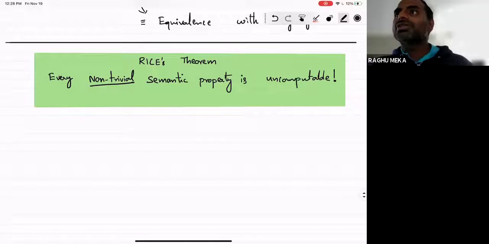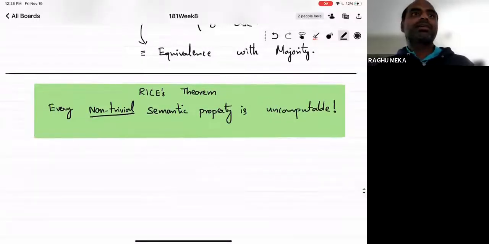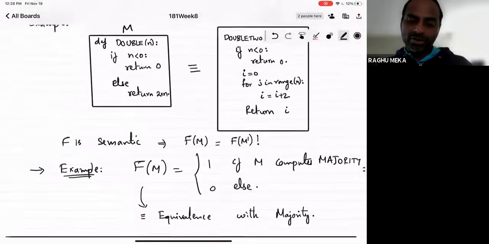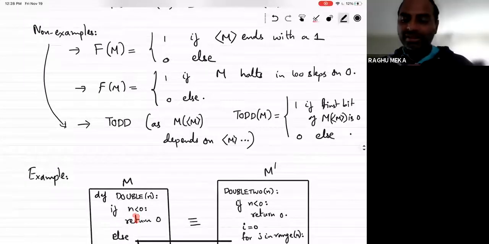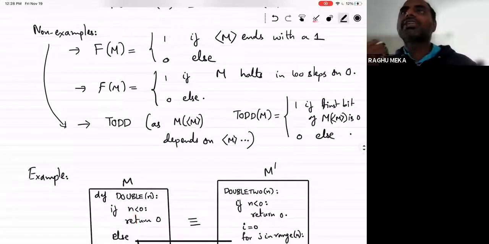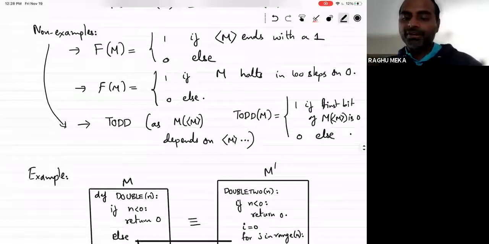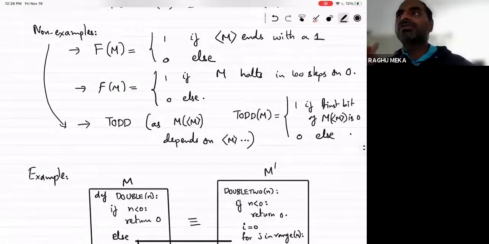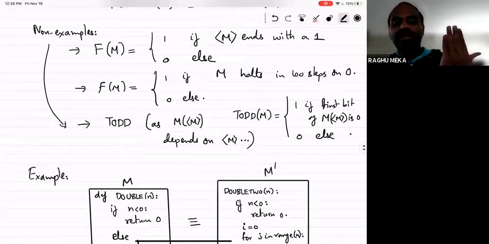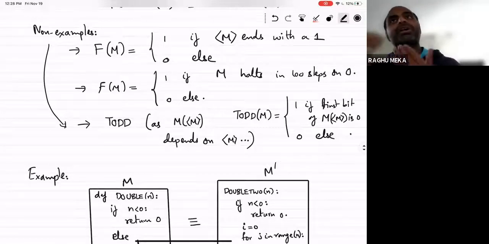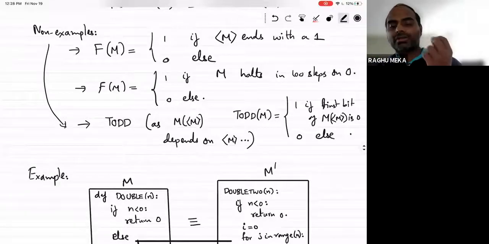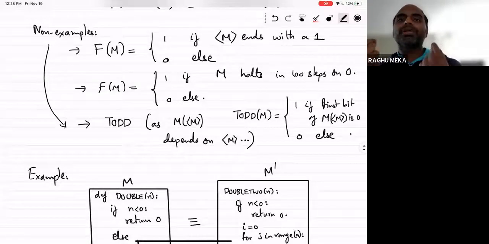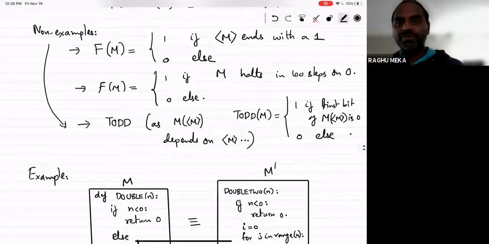So there's a question, is Todd semantic? And the answer is no, Todd is not semantic, right? Because it's listed in non-examples. It is not semantic because it depends on the explicit encoding of M. For it to be semantic, if I have two equivalent machines, M and M prime, then Todd of M should equal Todd of M prime, right? But that might not be the case because equivalence only talks about the behavior on same inputs.